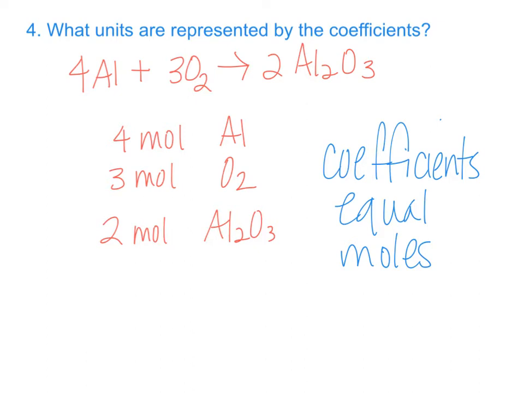Number 4, what units are represented by the coefficients in the chemical equation? And that is moles. And so in this equation here, we would have 4 moles of aluminum, 3 moles of oxygen, and 2 moles of aluminum oxide.